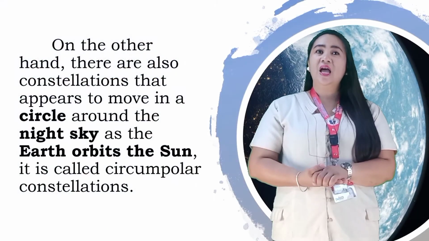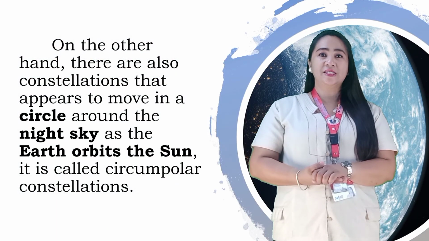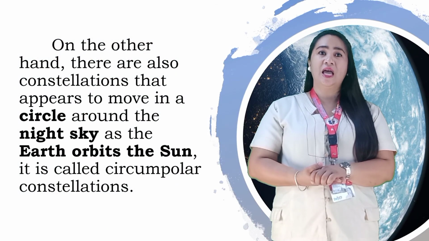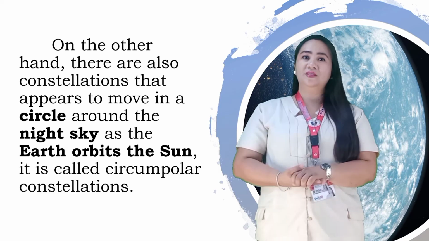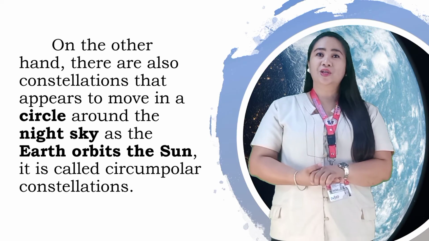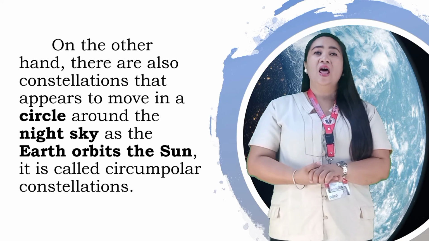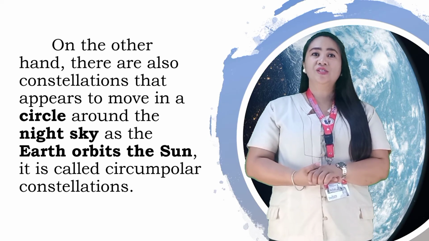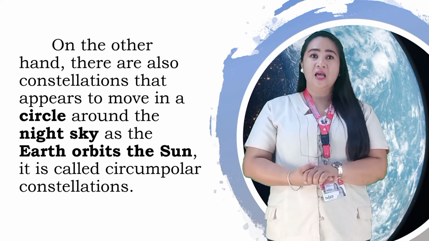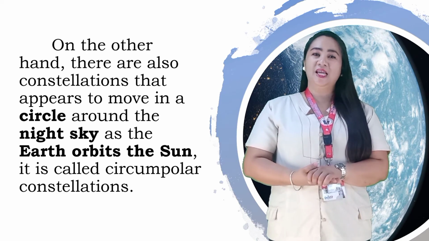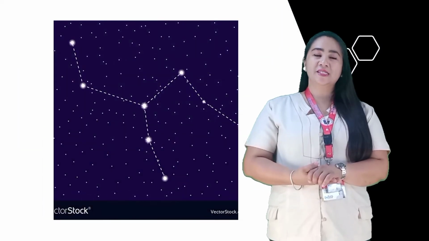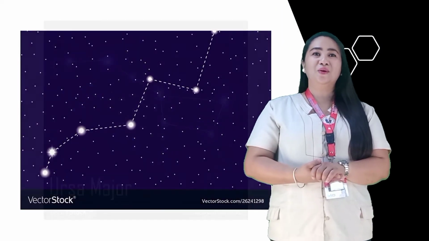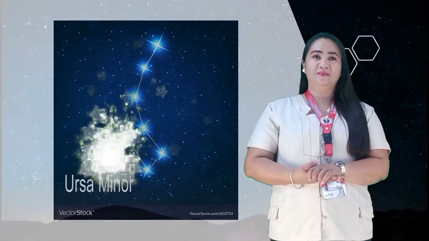On the other hand, there are also constellations that appear to move in a circle around the night sky as the Earth orbits the Sun. They are called circumpolar constellations. These are constellations which are always above the horizon. Circumpolar constellations include Cepheus, Cassiopeia, Camelopardalis, Draco, Lynx, Ursa Major, and Ursa Minor.